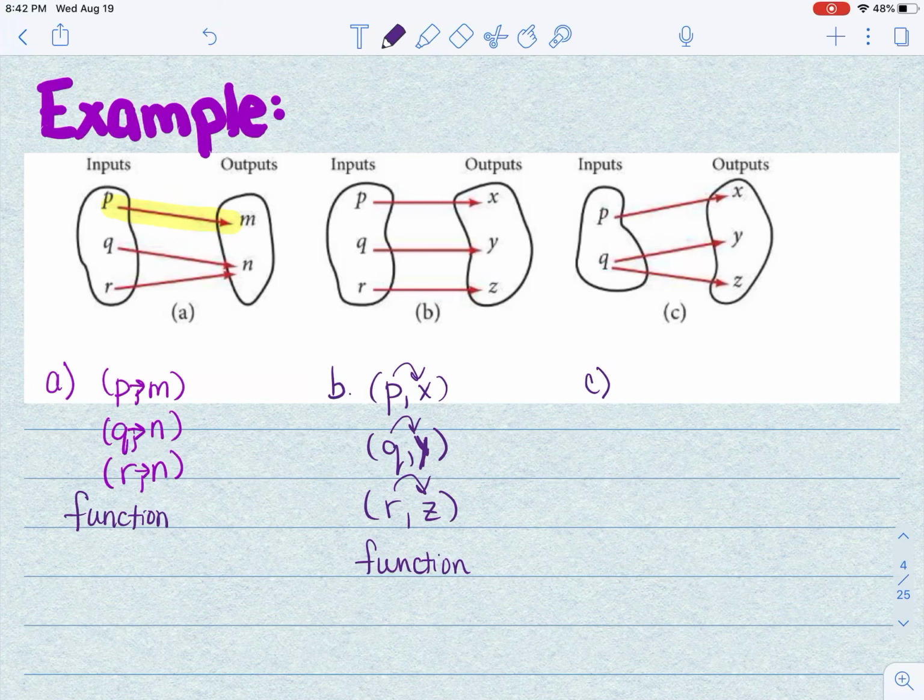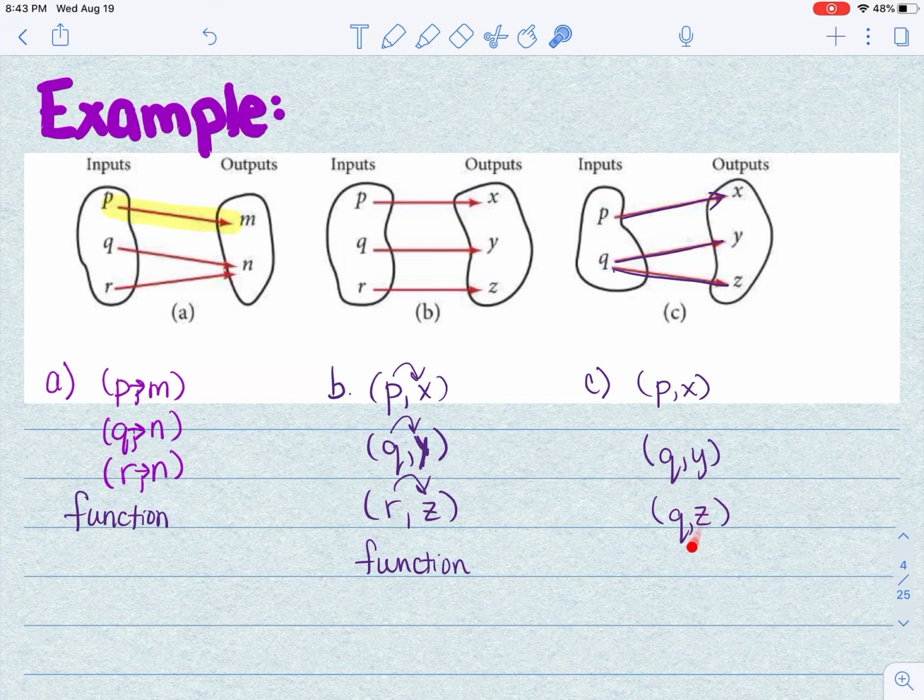All right, let's look at C. We have the point PX right there, and then we have the point QY, and then we have the point QZ. So in this case, check it out, P is only associated with X, but Q is associated with not only Y, it's also associated with Z.